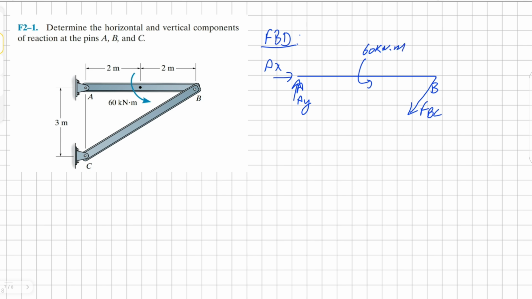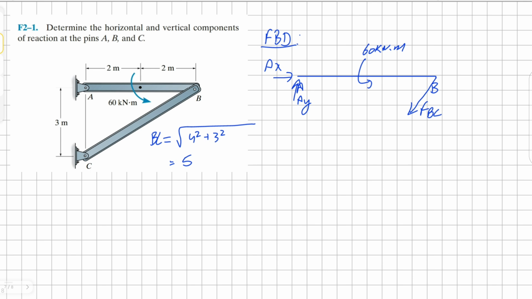Okay, so first of all, let's solve the geometry of this structure. We are missing the length of member BC, and we can use Pythagoras theorem to solve this. So we know our length BC will be square root of 4 squared plus 3 squared. In solving this, we get 5 as our length for this member BC.